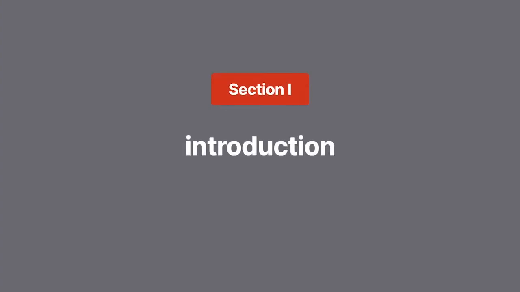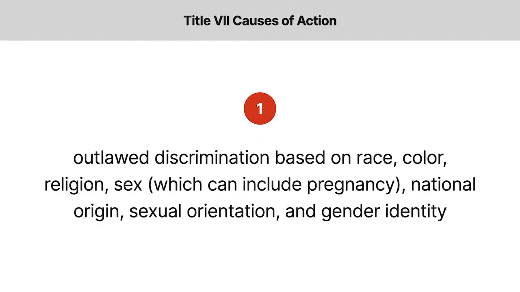First, we'll talk a little bit about the general background of Title VII. So when we're saying Title VII, what we are referring to is Title VII of the Civil Rights Act of 1964, which was absolutely groundbreaking historical legislation tackling the issues of systemic discrimination in the United States. In the employment context, what Title VII did was outlaw discrimination based on race, color, religion, sex, which can include pregnancy, national origin, and now sexual orientation and gender identity.